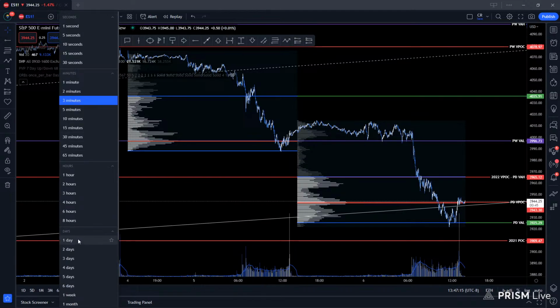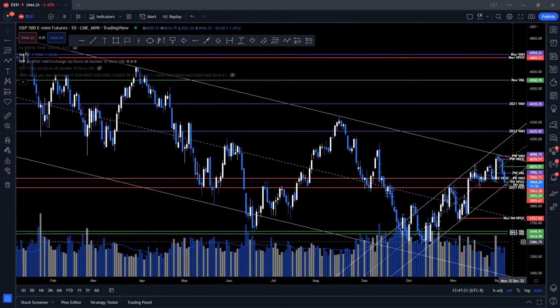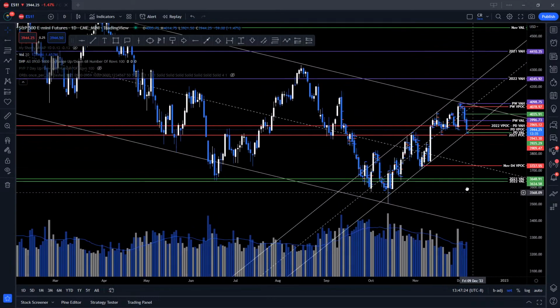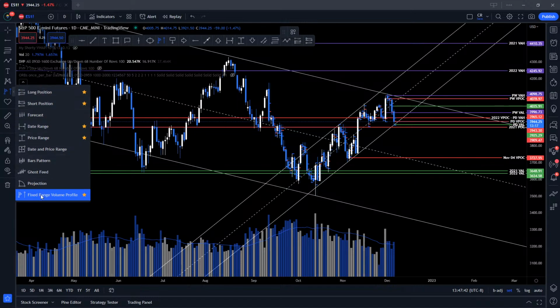The last thing that I look at is our fixed range volume profile, which is this indicator here. If you don't have it saved to your favorite bar here, it's going to be right here at the bottom. And to add it to your favorites, you just click this star.